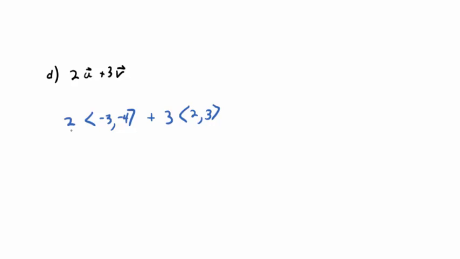What is 2 times -3, -4? What vector is that? -6, -8, plus, what's this vector? 6, 9. Now you add component-wise, add corresponding components. What do you get? 0, 1. Any questions?